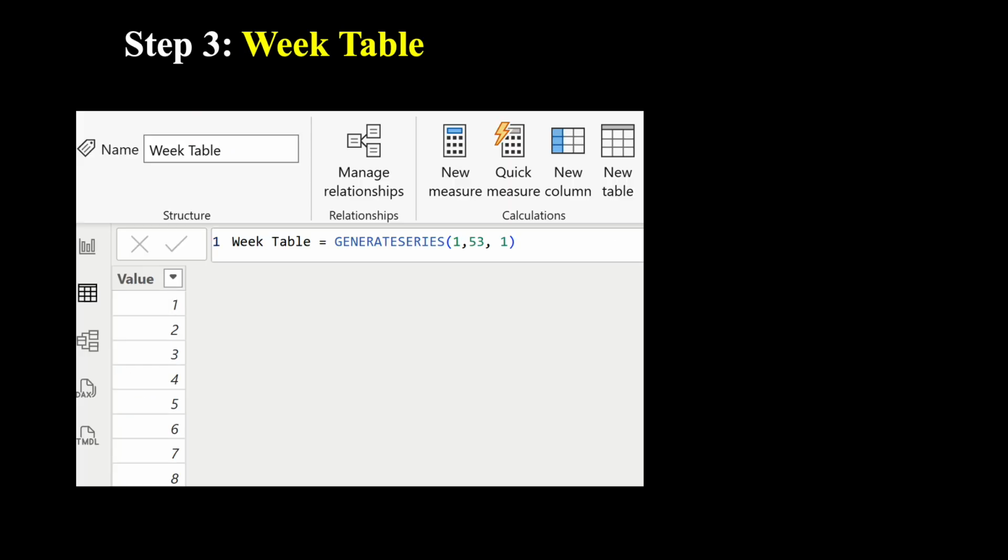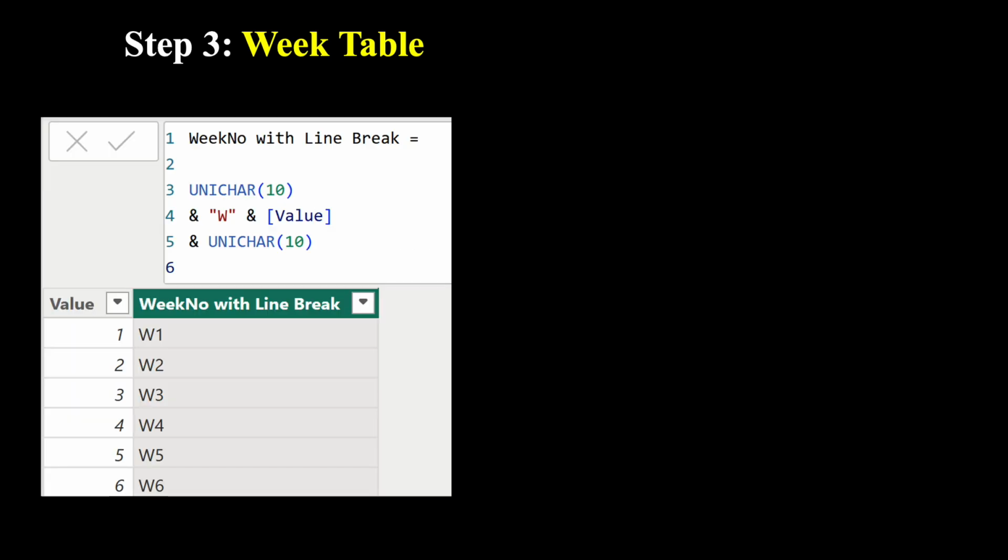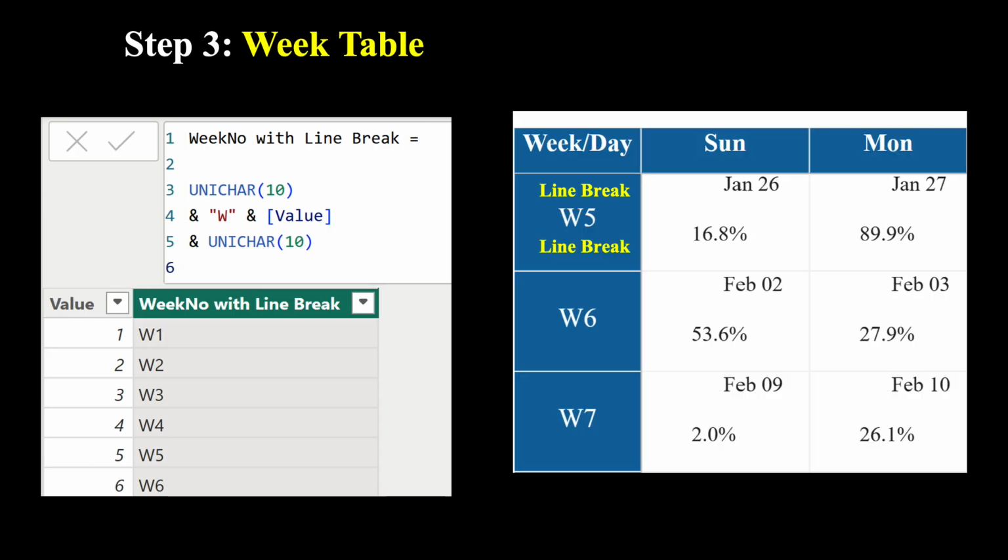Then in step 3, we need to create a week table. Go to New Table, then put in the formulas, which will generate a list of numbers from 1 to 53, incrementing by 1. And then under the same table we just created, create a new column for week number with line breaks. Unichar 10 means a line break, meaning going to the next line. And we're adding line breaks before and after the week numbers so that each row will look wider and have enough space to display week numbers.